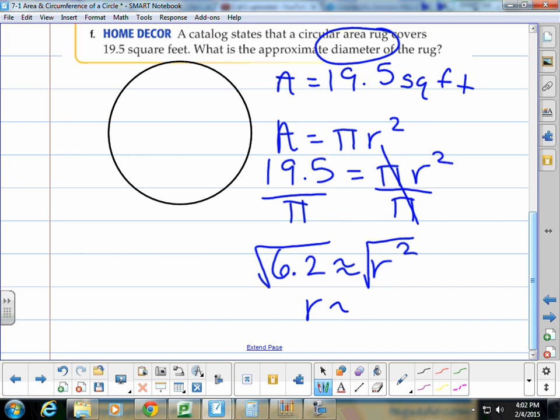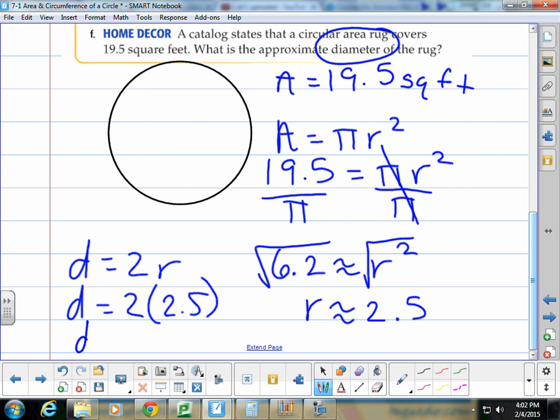So the radius is approximately 2.5, because it would be 2.489. And then we have to multiply that by 2 because the diameter is equal to twice the radius. So the diameter is equal to twice 2.5. So the diameter, since this is approximate, is approximately 5 feet. Sometimes in these approximate situations, when you know you're going to end up with estimation along the way, I just use 3.14.